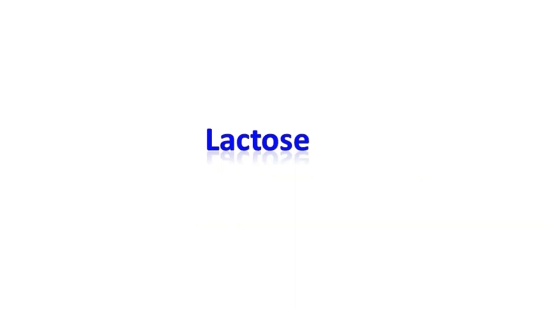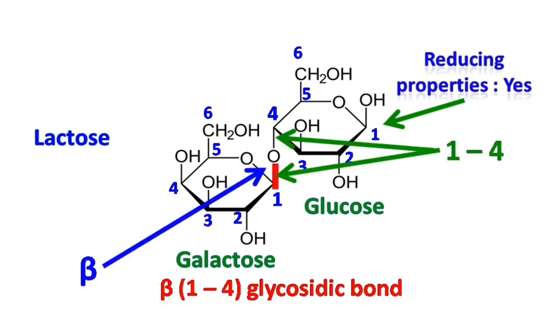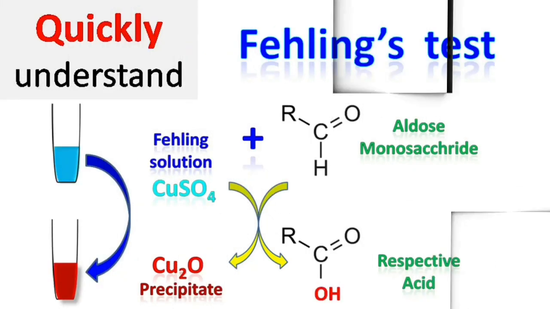Lactose. Lactose is commonly known as the milk sugar. Lactose is formed by galactose and glucose linked together by beta 1,4 glycosidic bond. In lactose, the glucose still has a free aldehyde group, hence lactose is a reducing sugar.